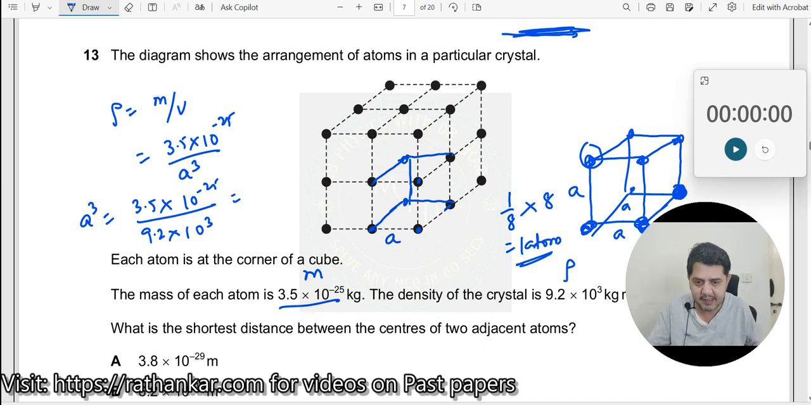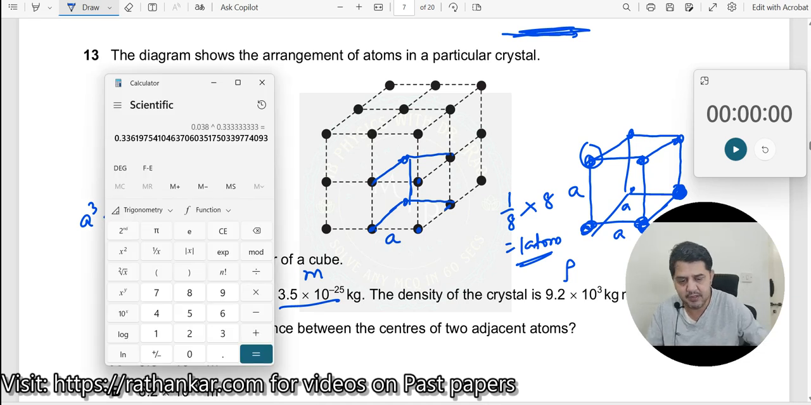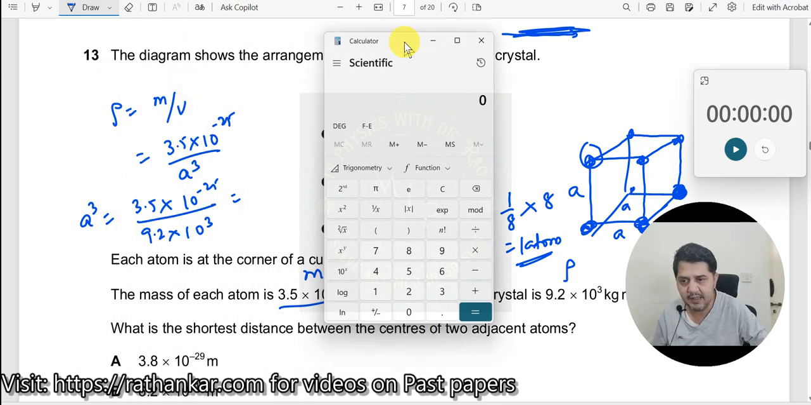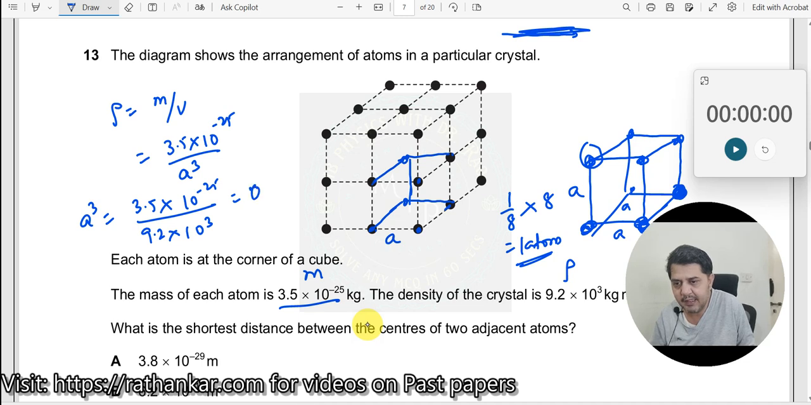When I do this, let me take my calculator and find out what the value is. This value is 3.5 divided by 9.2. When I do this, I get 0.380. 0.038 multiplied by 10 to the power of, this is 3, this is minus 25, this should be minus 28 over here. In other words, I can now write this as 0.038 into 10 to the power of minus 27.